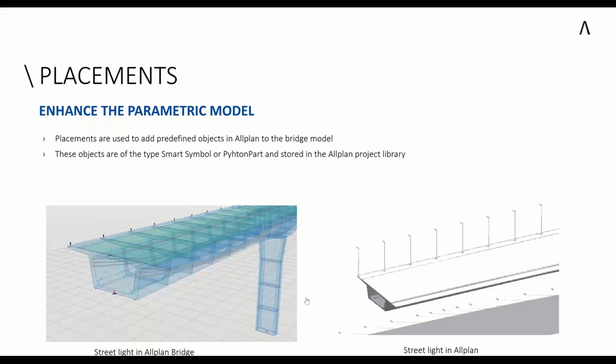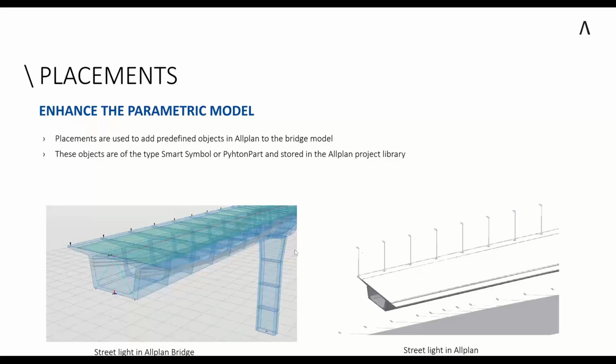It's quite powerful, but this is the limit. Now, if I have a more complex object like a street light, of course, I cannot draw this in Allplan Bridge, but of course, it's easy to draw it in Allplan. So the idea was to be able to link complex objects parametrically to the bridge objects, because of course, it's simple to draw the object and put it in Allplan.